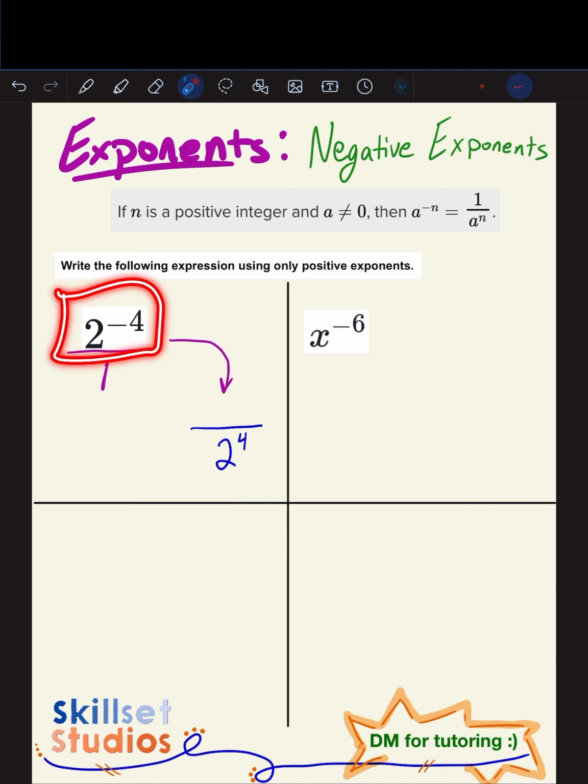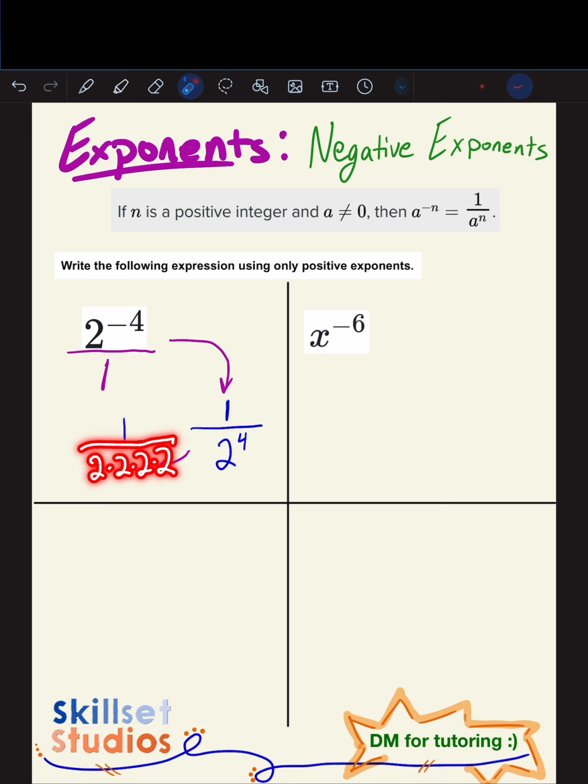Now in this example, there's nothing else up top with the 2, but remember you can always multiply an invisible 1, and so that invisible 1 will still be on top of the fraction at the end. Technically, you could multiply out 2 to the 4, which would be 1 over 2 times 2 times 2 times 2, which is 1 over 16. And then this will be your final answer.